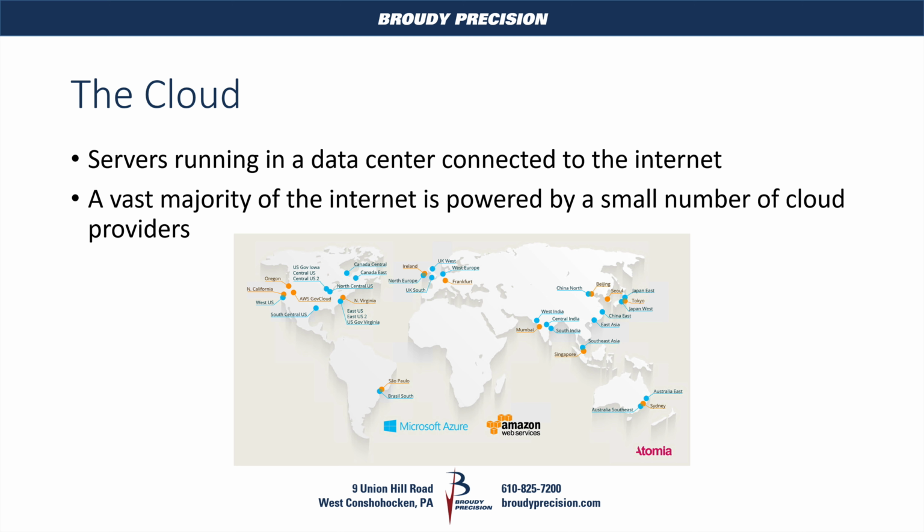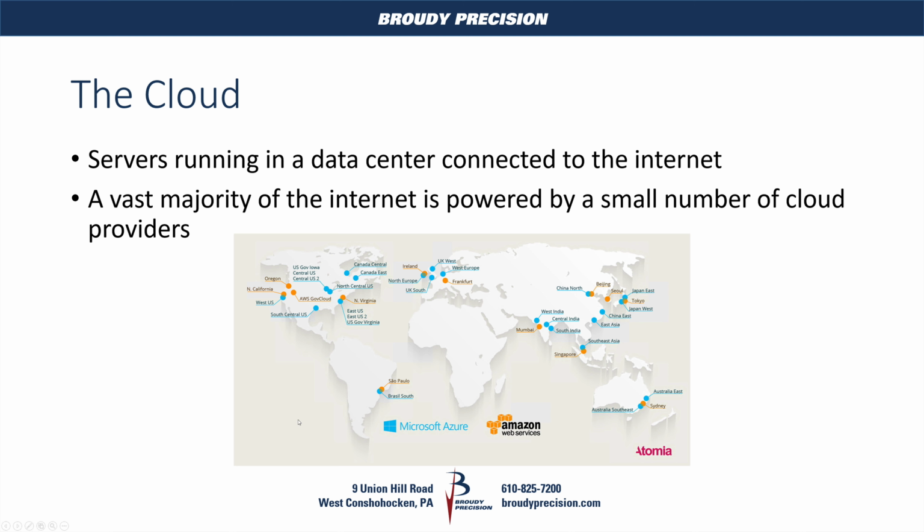So what they typically mean when they say they're running in the cloud is that their servers are running in a data center somewhere and they're connected to the internet. There are a very small number of cloud providers that provide a vast majority of the cloud computing that is available on the internet. And those two main providers are Microsoft Azure and Amazon Web Services. And yes, that's the same Amazon that you buy everything from online.